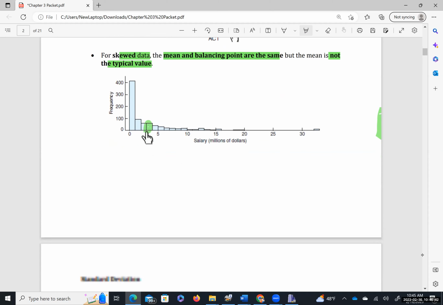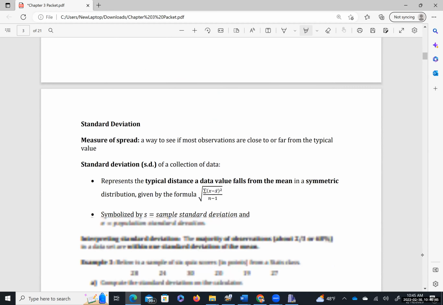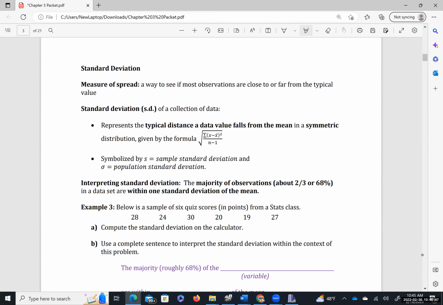So let's move to standard deviation and see what's going on. So again, what is standard deviation? Standard deviation is a tool to measure the spread of the data, right? How it's spread out. So this is the measure of spread, a way to see if most observations are close to or far from the typical values.